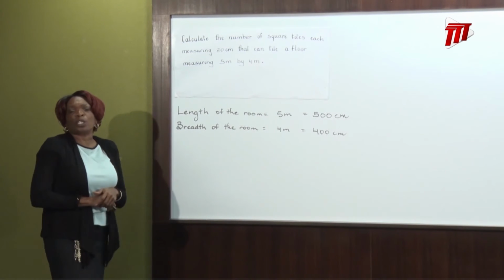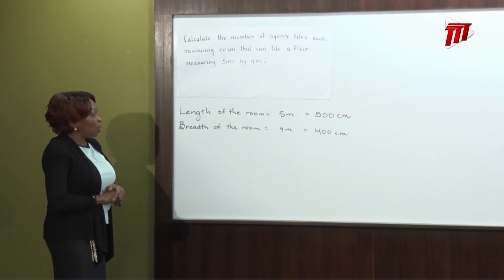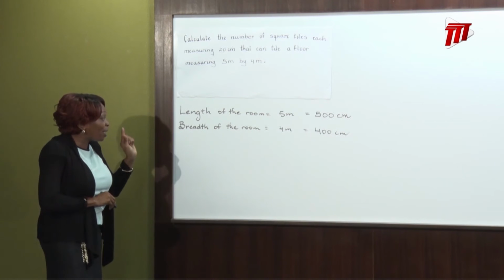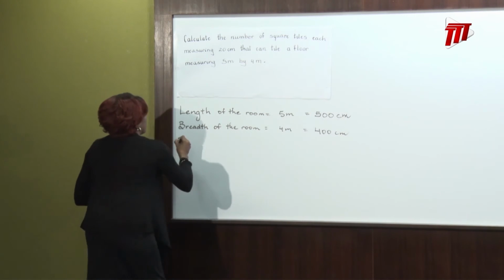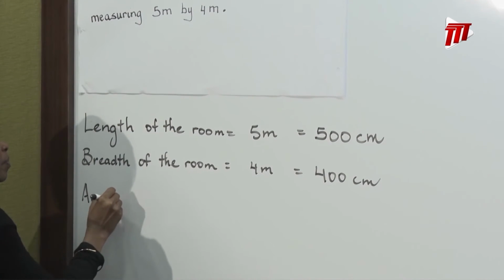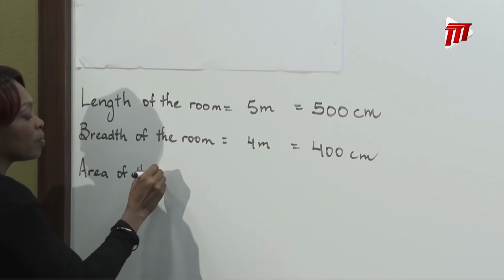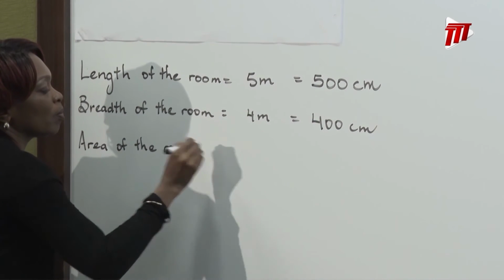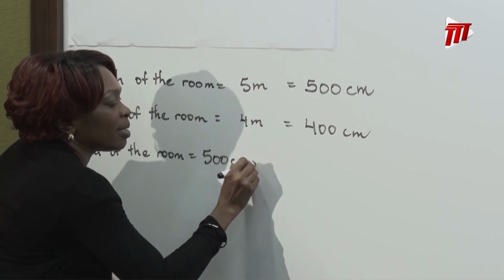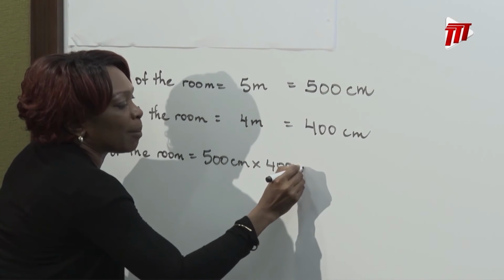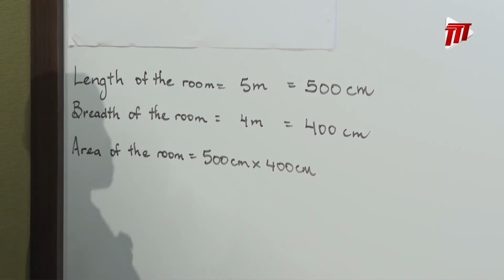All right. What can we do with this information here? Well, we can find the area of the room. Isn't that so, children? So let's do that now. The area of the room is equal to what? I'm going to use the 500 centimeters multiplied by the 400 centimeters. I'm going to leave it in this form for now.